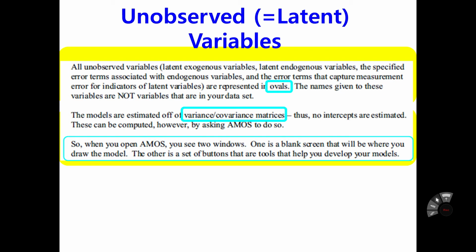The models are estimated from variance covariance matrices. Thus no intercepts are estimated, just variables are going to be estimated. These can be computed, however, by asking AMOS to do so. So I'm now talking about the type of data set. The data set used in the structural equations model will be composed of variance covariance matrices.